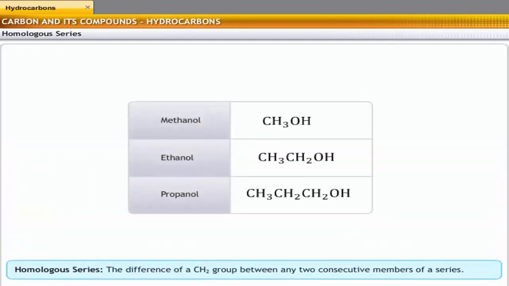Let's consider the family of alcohols. The functional group in alcohols is OH. Methanol with a molecular formula CH3OH, ethanol with a molecular formula CH3CH2OH, and propanol with a molecular formula CH3CH2CH2OH. We observe that the difference between methanol and ethanol, and the difference between ethanol and propanol, is a CH2 group.